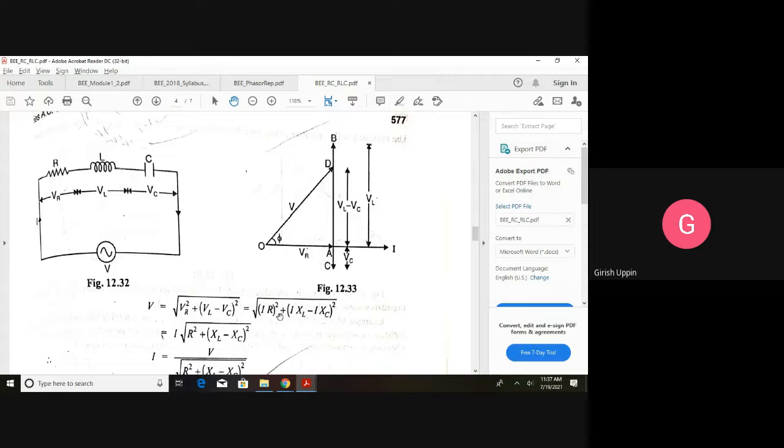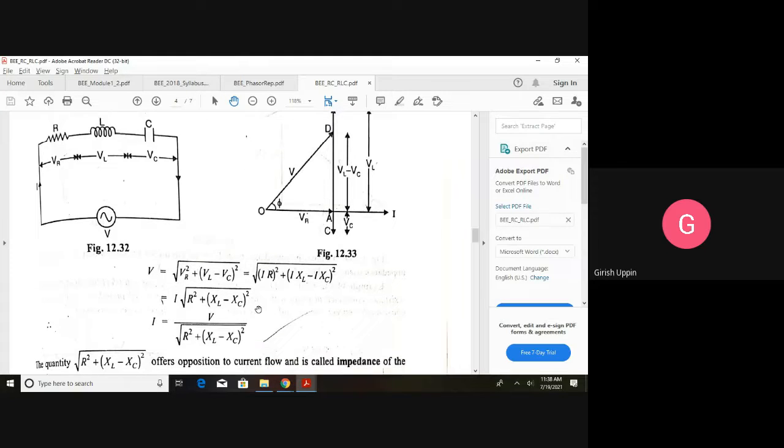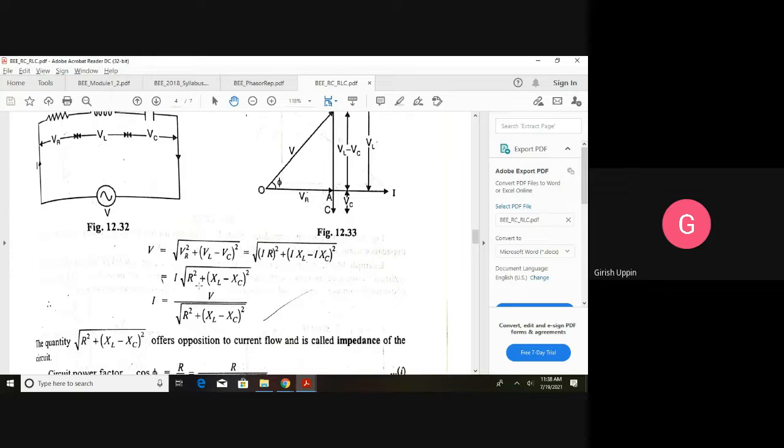VR is I into R, VL is I into XL, VC is I into XC. So if I take I square outside, what will remain? I into square root of R square plus XL minus XC whole square. Therefore, I is equal to V by square root of R square plus XL minus XC whole square.